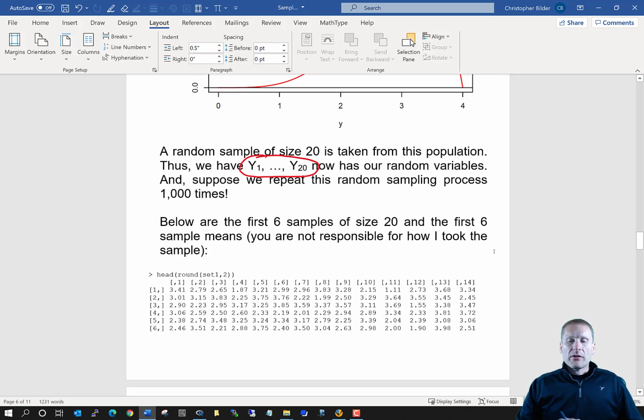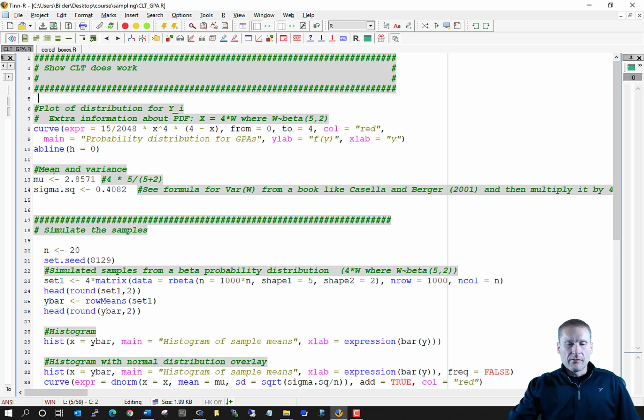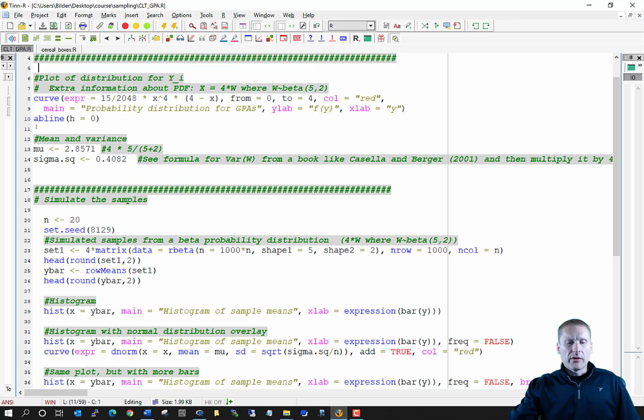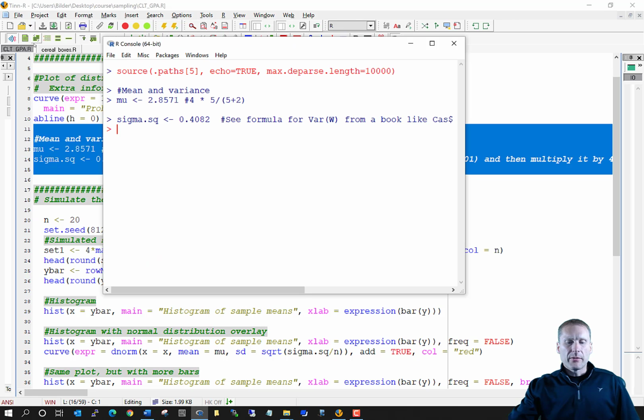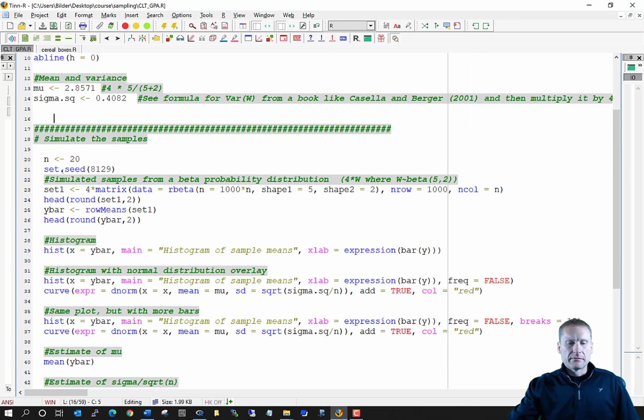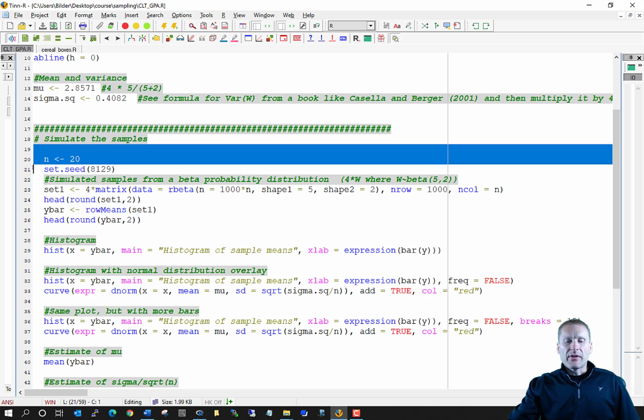Okay, so let's say we take this random sample. That means all the y's are independent of one another, and we have y1 through y20 as our random variables. Let's say we repeat this process 1,000 times. Well, we can use a computer to do that. So let me go over here to R. I'm going to set what my mu is, what my sigma squared is, and my sample size.